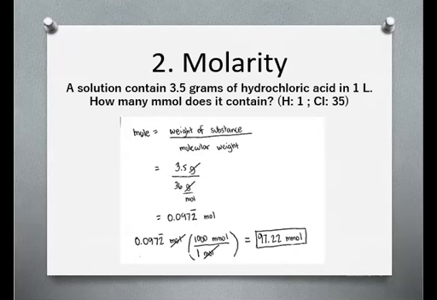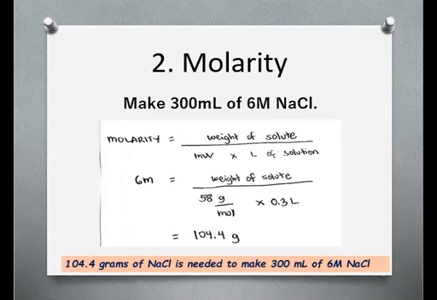Next problem. Make 300 ml of 6 molar NaCl. Since it's asking us to make, that means the final answer should be in sentence form, correct? So first, to solve this problem, we need to go back to the formula for molarity and then plug in the values based on the given.